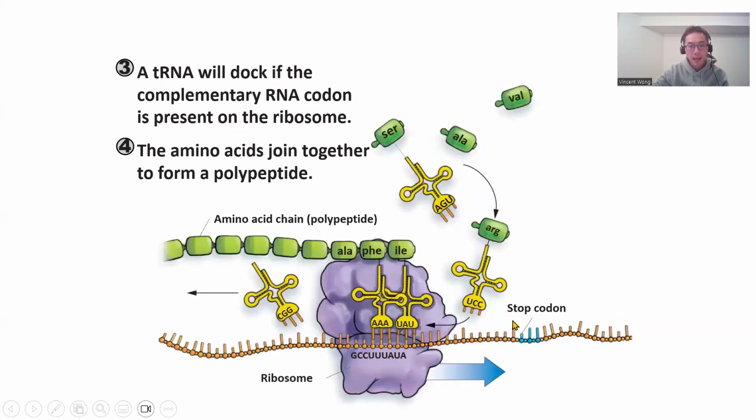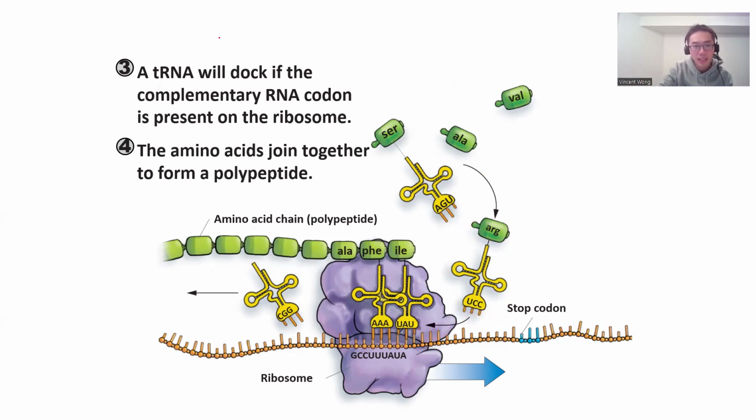Okay. Then you can see here is the ribosome. The purple thing is the ribosome, right? The top part is the large subunit and the bottom part is the small subunit. And so the tRNA will dock if the complementary RNA codon is present on the ribosome. That means these things will come and try to fit in, but not everyone is going to fit.